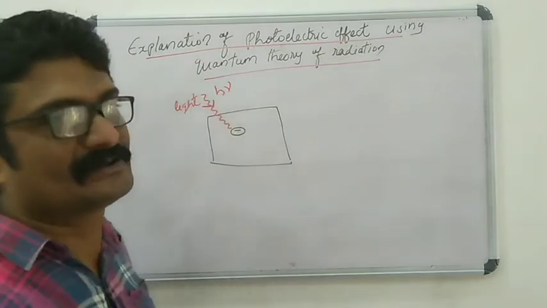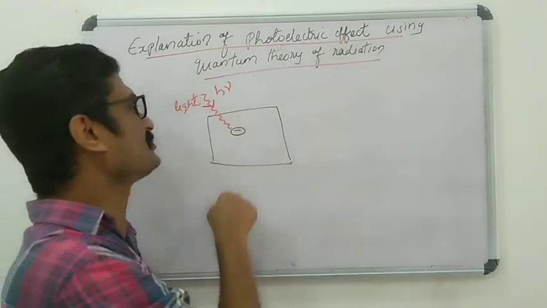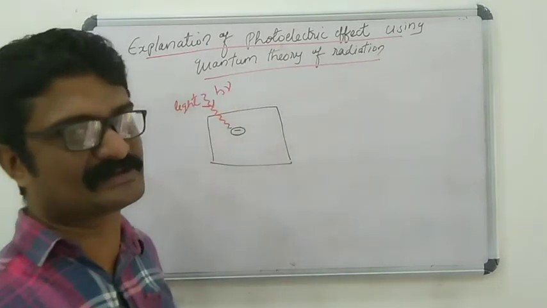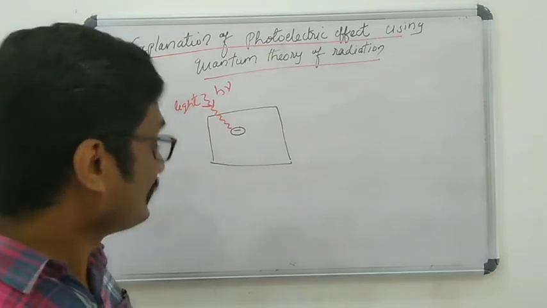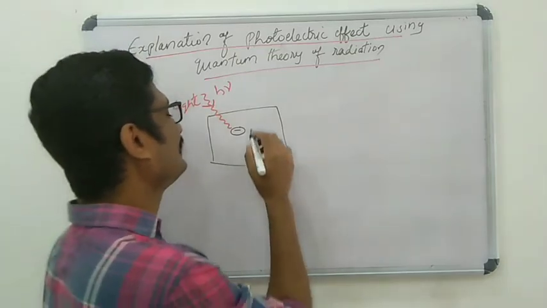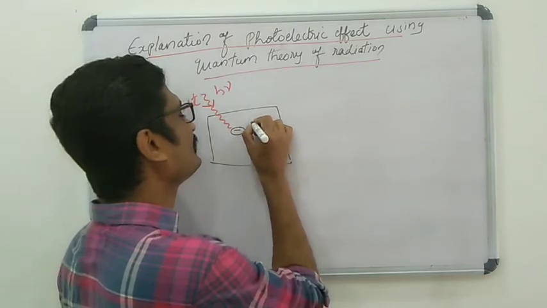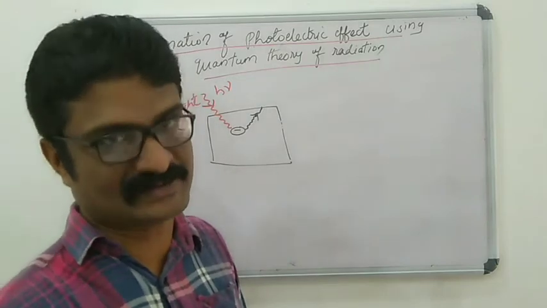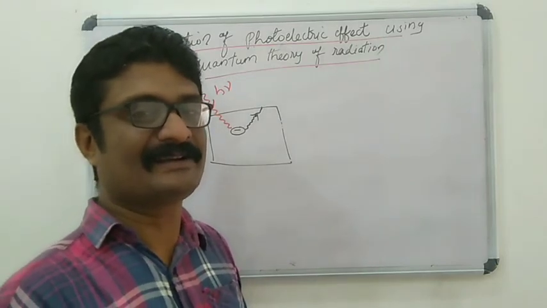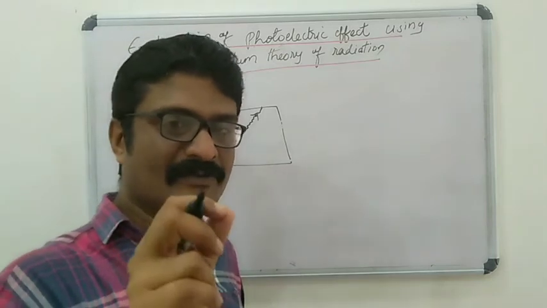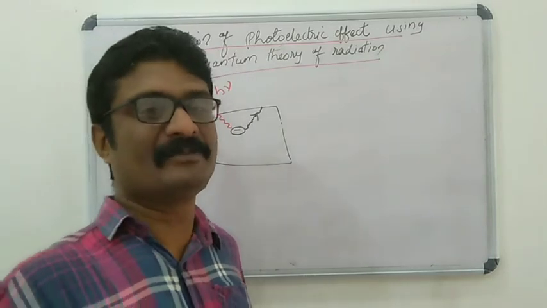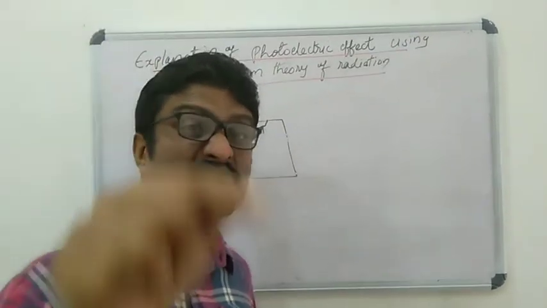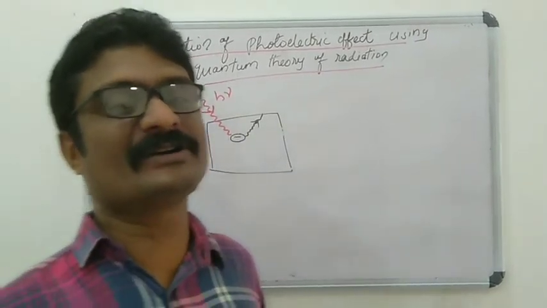That means photons, light having energy h nu strikes the metallic surface. Then some of its energy is used to eject electron from the metallic surface. The minimum amount of energy required to eject electron from the metallic surface is called the threshold energy.